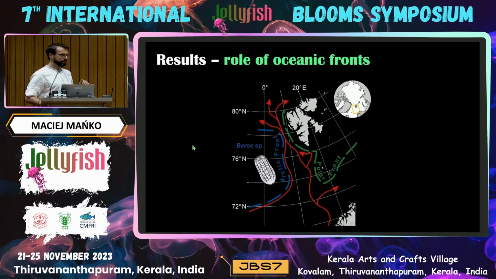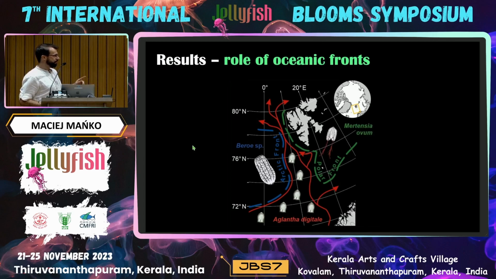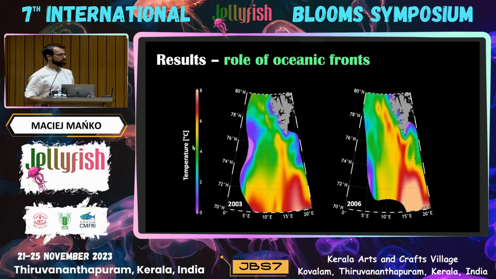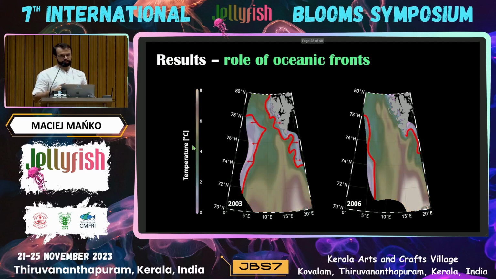So we started with the regular indicator species analysis, pointing to Beroe being typical for the site west of the Arctic front, Aglantha for the Atlantic inflow, and then Mertensia ovum being found mostly in the zone east of the polar front. And then we took advantage of the fact that the heat content of the Atlantic inflow showed interannual variability. So in extremely warm years, like in 2006, the amount of heat delivered to the Arctic pushed aside the oceanic fronts.